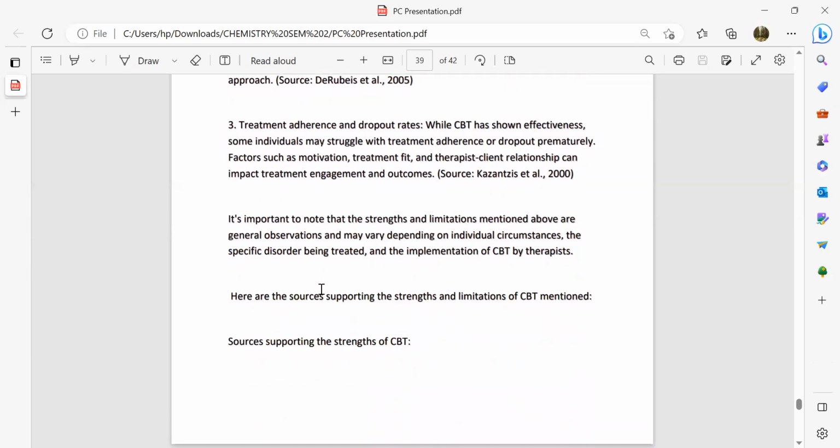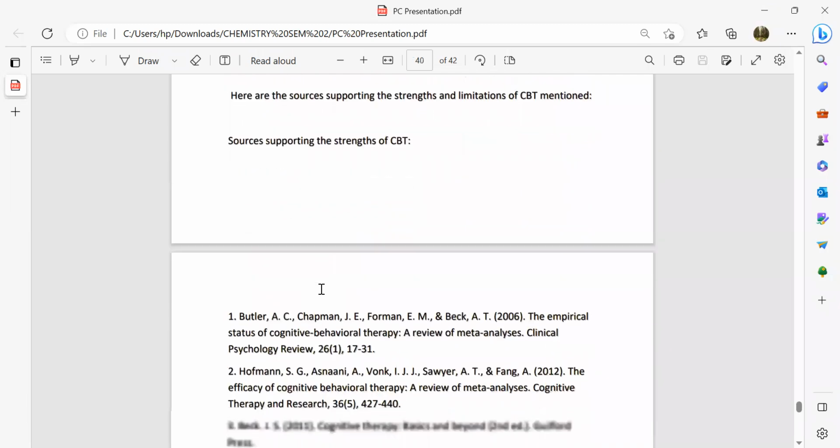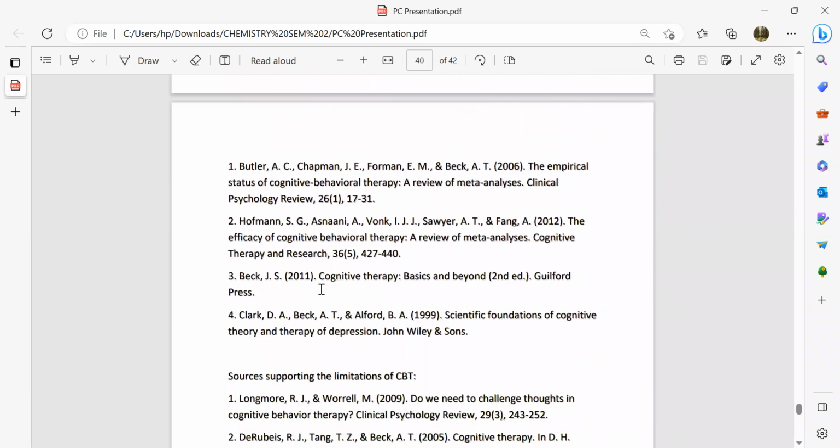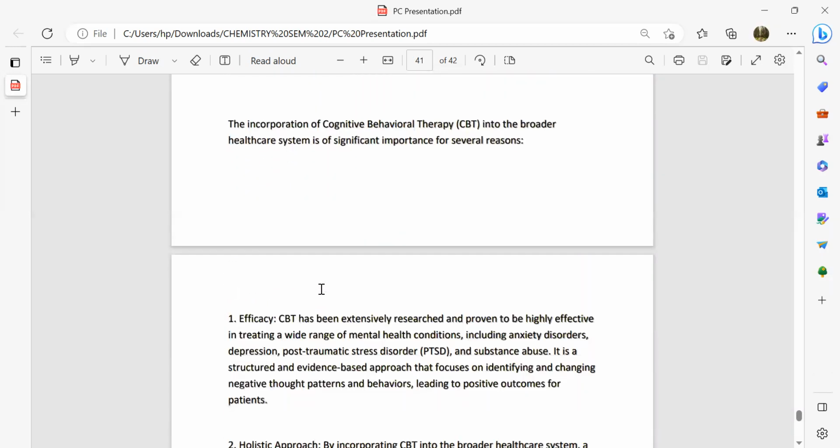Here are some sources supporting the strengths and limitations of CBT mentioned above. These are some books and some articles from where I have picked up some limitations and strengths of CBT. You can download these articles and books from Z Library, an online site, from where you can download books and articles for free, and you will learn about them as well.